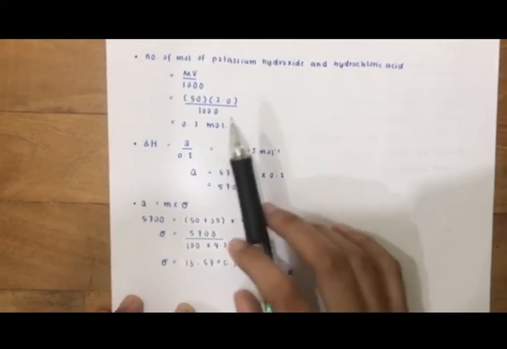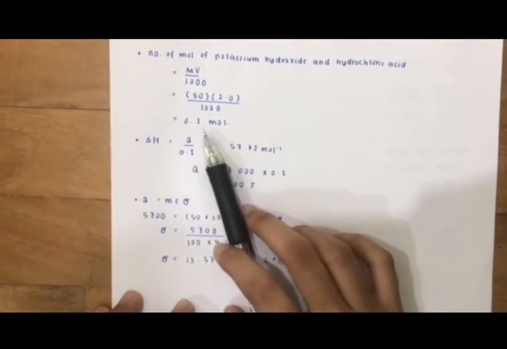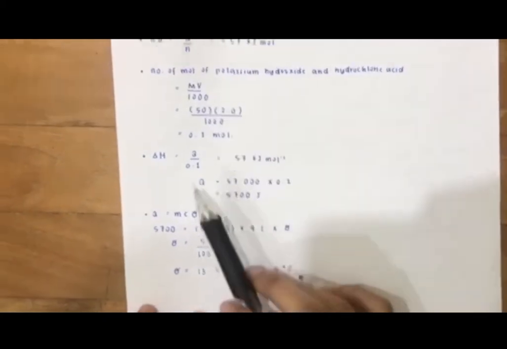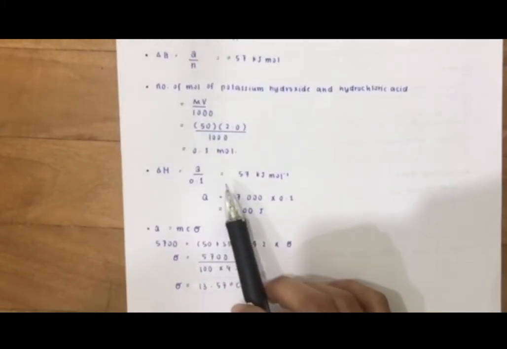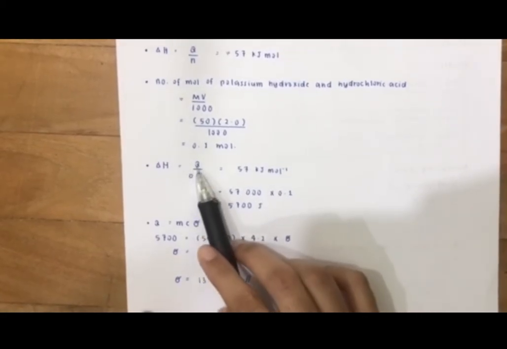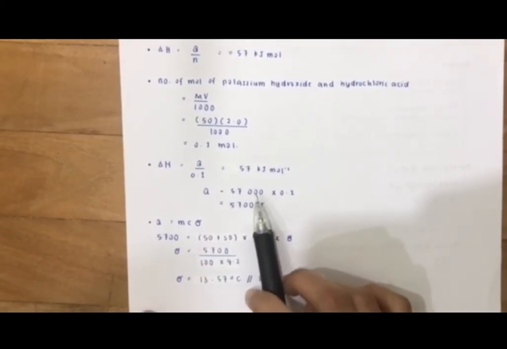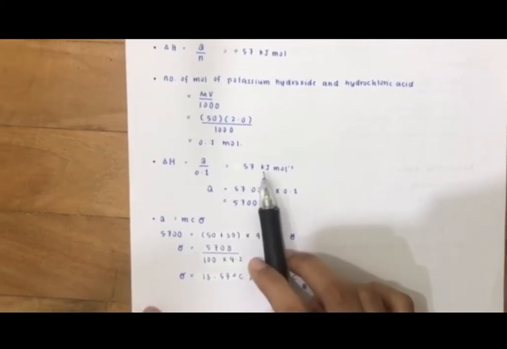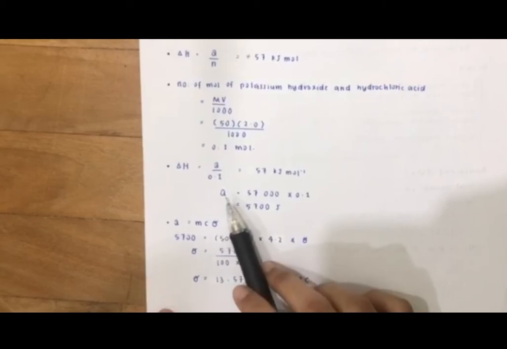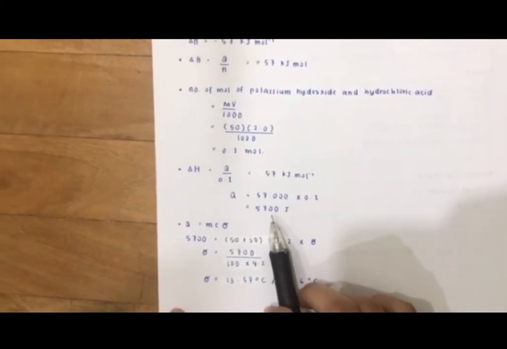Now that we have the number of moles as 0.1 mole, we substitute this into the formula here. Q over 0.1 is equal to 57 kJ per mole. And then we calculate Q, so 57,000, converting from kilojoule to joule, times 0.1 mole. And then we got the heat change is equal to 5,700 joule.